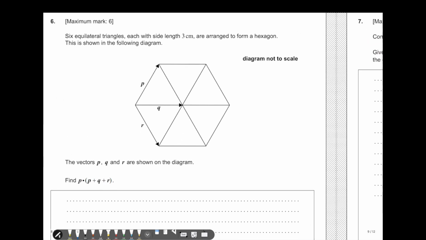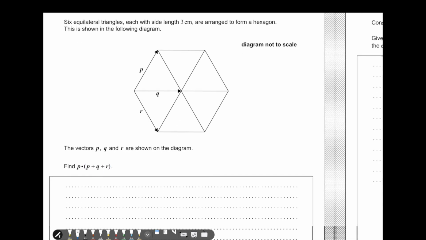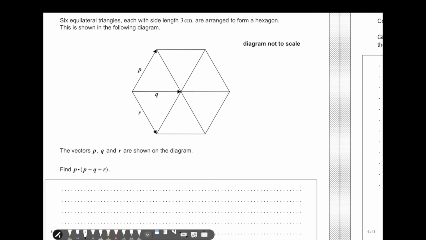So we see 6 equilateral triangles, each of side length 3 cm, are arranged to form a hexagon. And now it's asking us to find P dot (P plus Q plus R). So from this, we can find that all the lengths, the scalar, is 3. So it means that the magnitude of P, Q, R is also equal to 3. And it forms an equilateral triangle, so that is 60 degrees, 60 degrees.